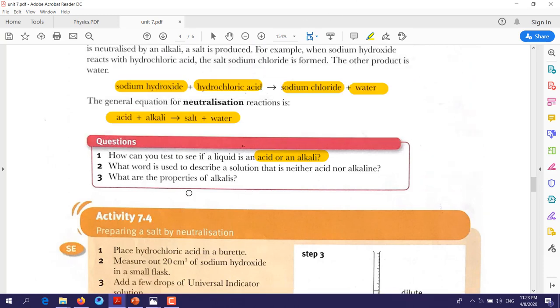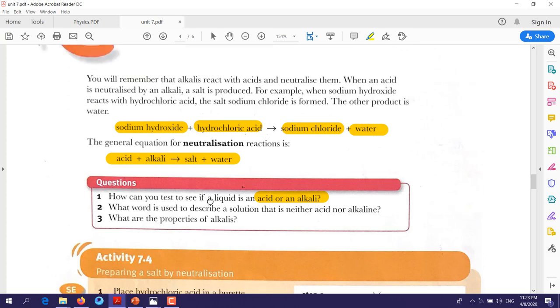Question number three. What are the properties of alkalis? What do you mean by alkalis here? Firstly, as I mentioned, their pH is above 7, until 14. They have oxygen and hydrogen in their structure. Sodium hydroxide is always hydroxide. They always have OH in their chemical structure. So whenever a chemical compound is written as hydroxide, it is alkaline, or it has OH. For example, sodium hydroxide is NaOH. So whenever you have a compound that has OH in it, that means it is an example of alkaline.